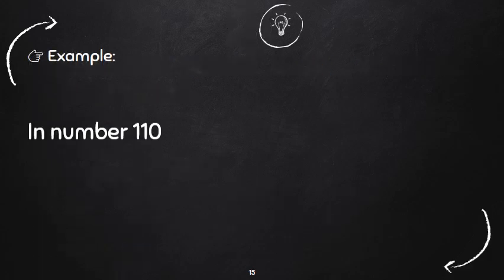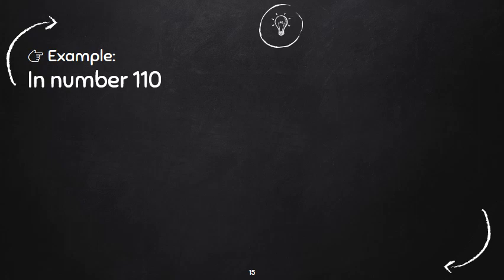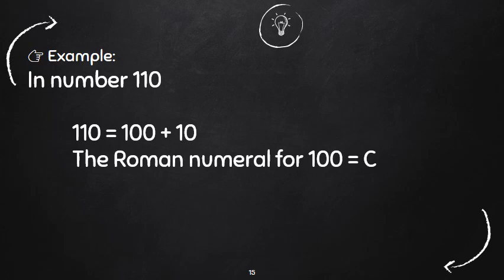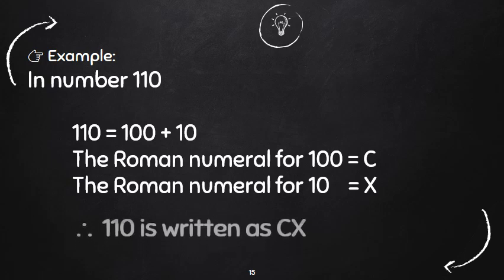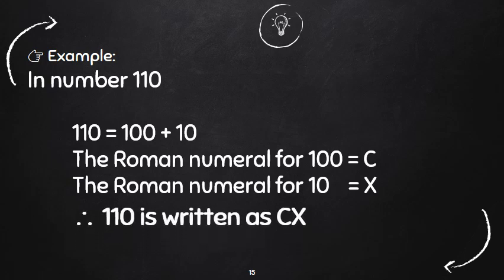Let's take another example. In number 110, when we write in expanded form, 110 is written as 100 plus 10. The Roman numeral for 100 is C and the Roman numeral for 10 is X. So 110 is written as CX.